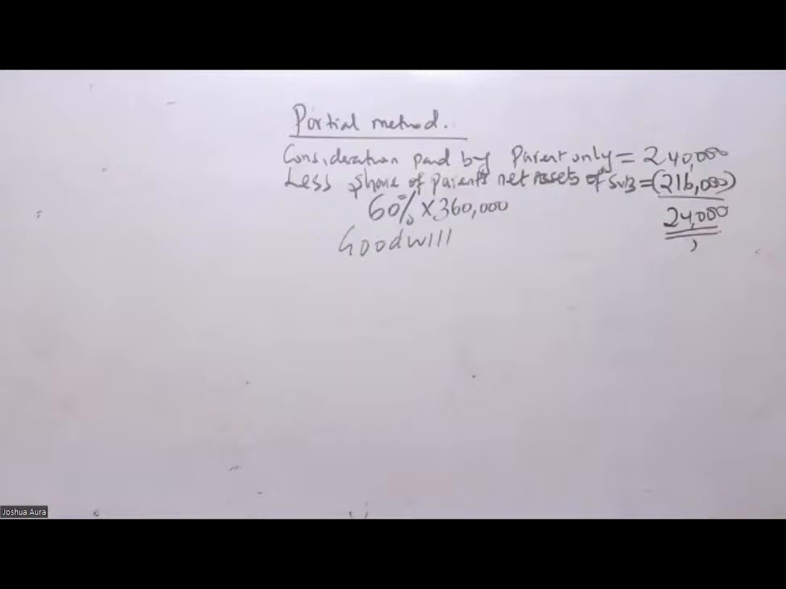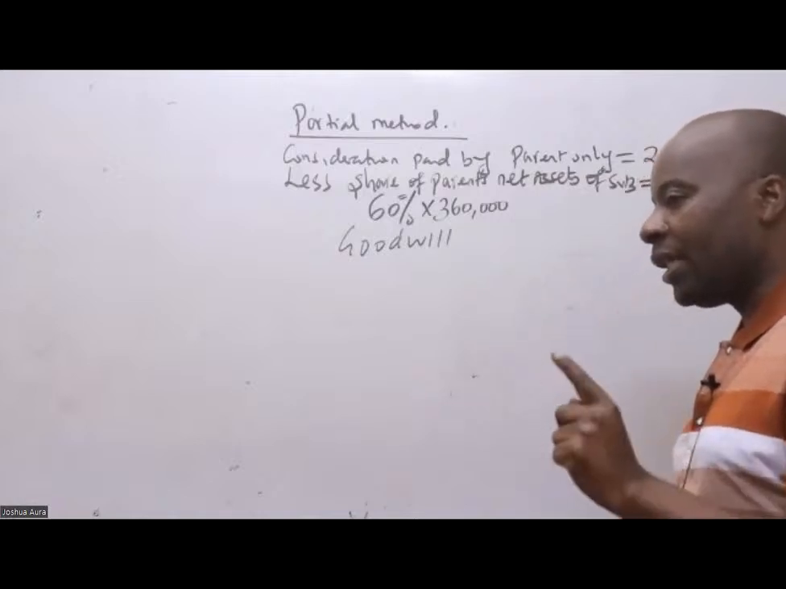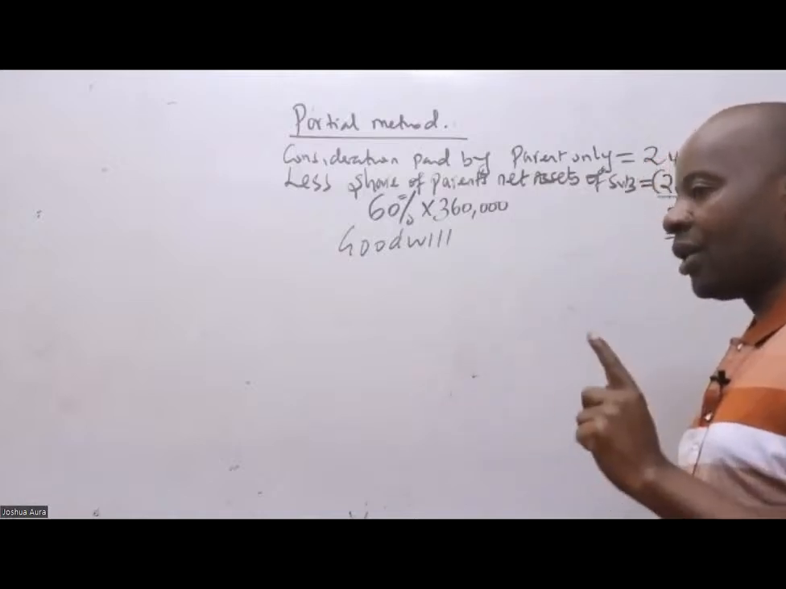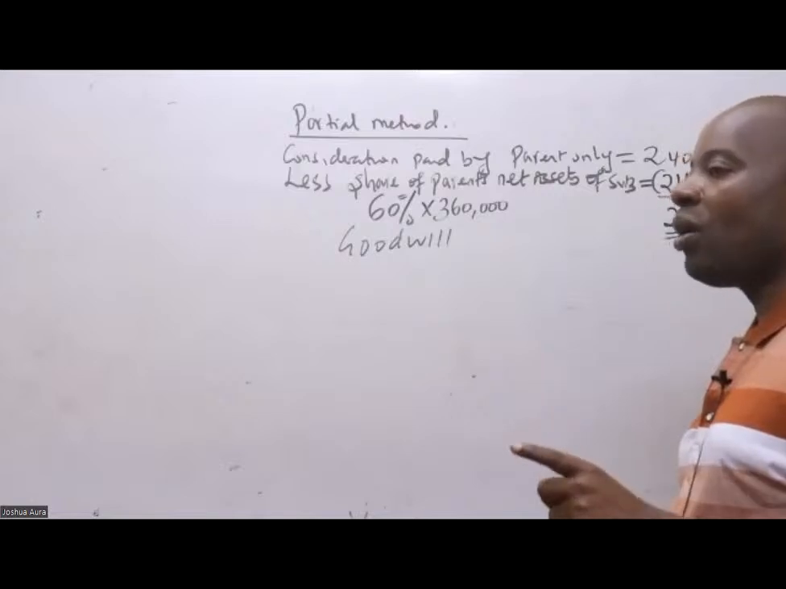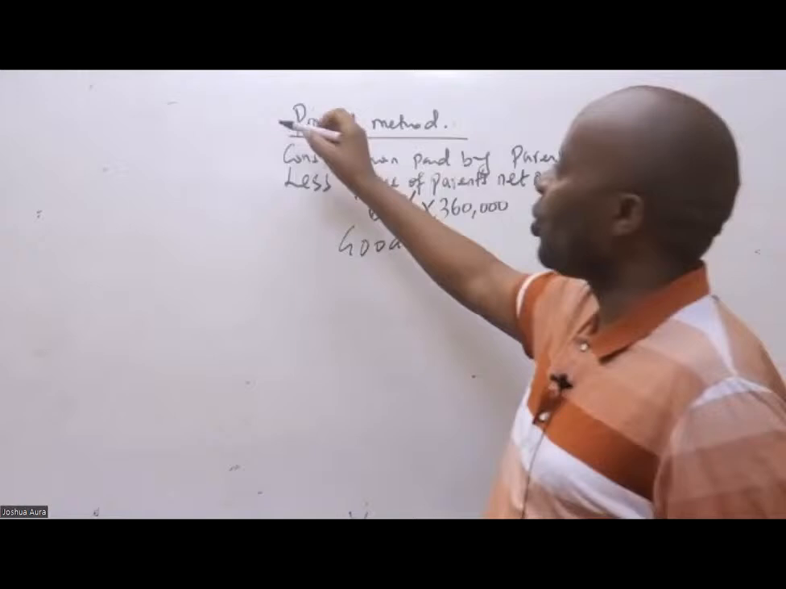Now, please listen. When it's partial method, we are only considering one consideration. The consideration that was paid by who? By the parent only. But I've also seen some students who do this question this way.